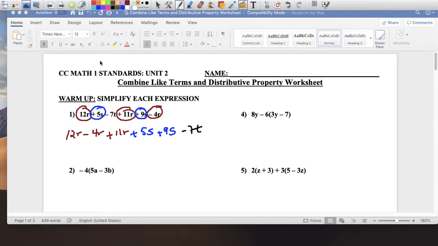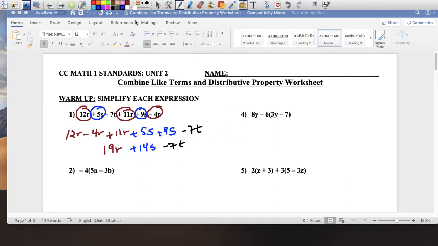So if I'm doing the reds, it's 12 minus 4, which is 8. 8 plus 11 is 19. These two are positive, so it makes my life a little bit easier. It's going to be 14s. And finally, last term here, -17. So that's what you should have had.